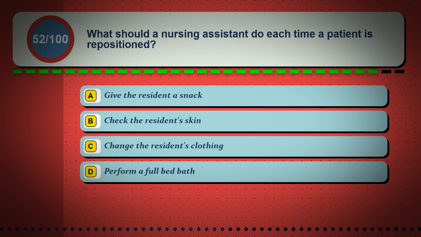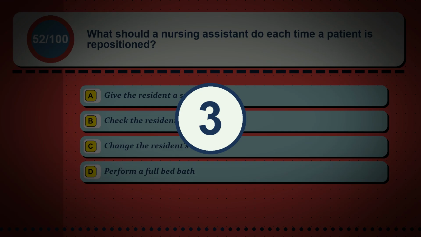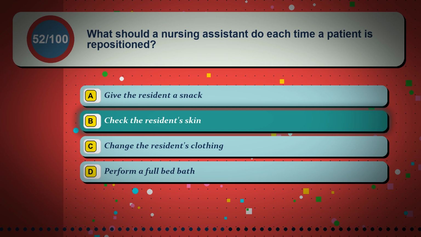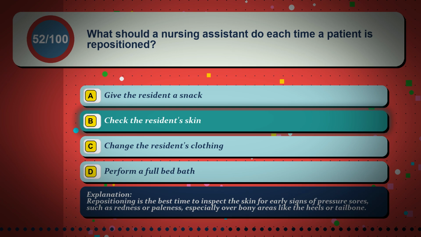Question 52. What should a nursing assistant do each time a patient is repositioned? Option A, give the resident a snack. Option B, check the resident's skin. Option C, change the resident's clothing. Option D, perform a full bed bath. The correct answer is option B, check the resident's skin. Repositioning is the best time to inspect the skin for early signs of pressure sores, such as redness or paleness, especially over bony areas like the heels or tailbone.